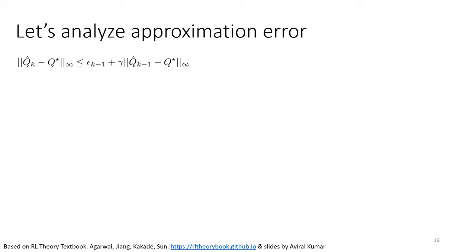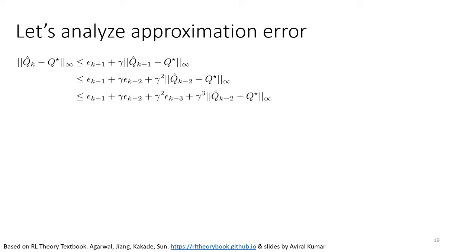Okay? So now we're going to unroll this recursion. So applying the same thing again to q hat k minus 1 minus q star, we bound the whole thing by epsilon k minus 1 plus gamma epsilon k minus 2 plus gamma squared times the difference. Then we can do it again, and we get gamma squared times epsilon k minus 3 plus gamma cubed, and so on and so on. If we go all the way back to the beginning, then we end up bounding the whole thing by this gamma discounted sum from i equals 0 to k minus 1, gamma to the i times the corresponding epsilon, plus gamma to the k times the difference between q hat 0 and q star.